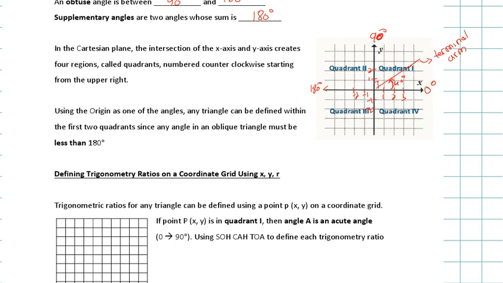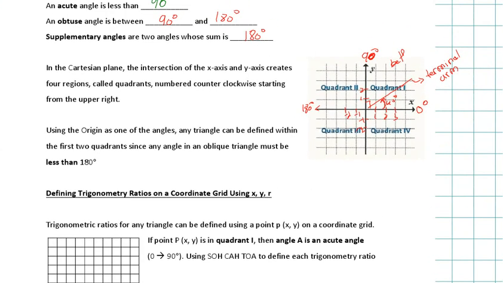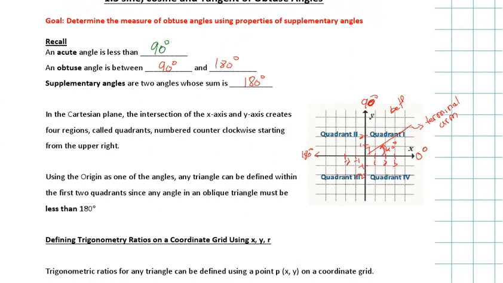So, we know that the angles in this quadrant are between 0 and 90, and in this quadrant, which is quadrant 2, they are between 90 and 180. So quadrant 1 will be acute angles, quadrant 2 will be obtuse angles. Okay? Good.